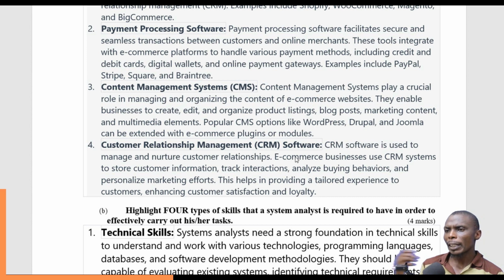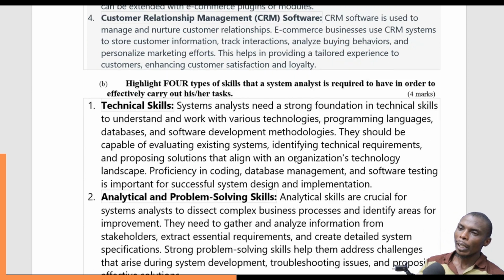Then lastly, we have customer relationship management, CRM software. CRM software is used to manage and nurture customer relationships. This could track and analyze buying behavior and personalize marketing efforts to help in providing a tailored experience to customers, to enhance customer satisfaction and loyalty. So they basically help in ensuring that the customers get the best out of their experience in dealing with the organization.